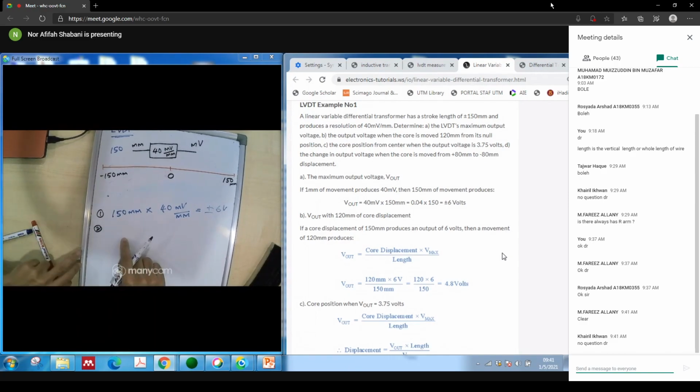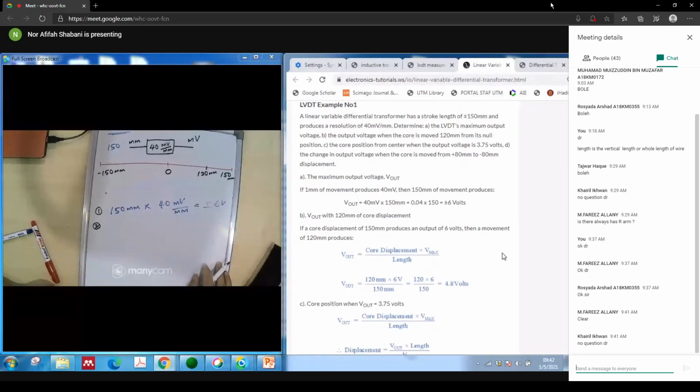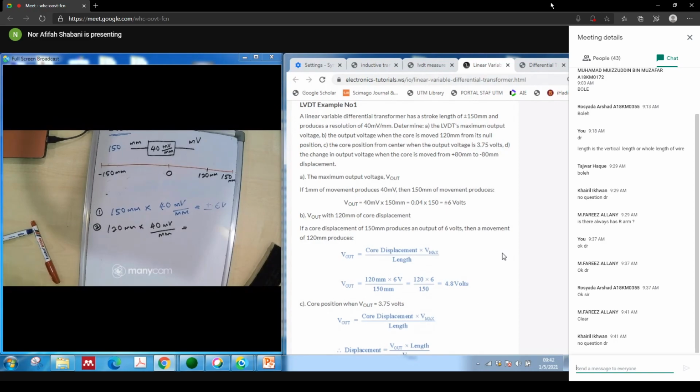Question B: the output voltage when the core is moved to 120 millimeter from its null position. So in null position, that means it is 0. Now it moved to 120 millimeter. So now this one is quite simple. 120 millimeter, so now you times with 40 millivolt per millimeter. So now what do you get?